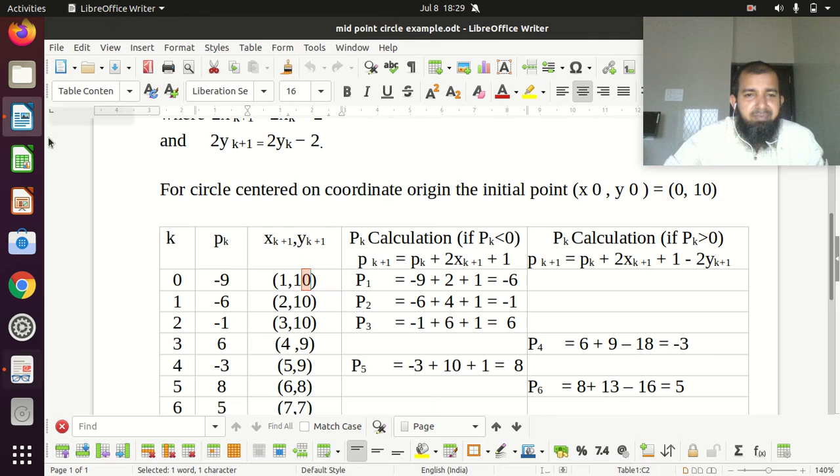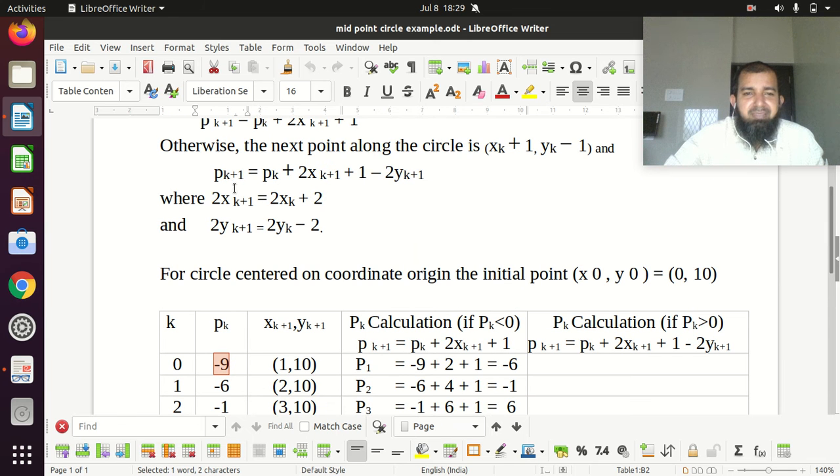Now we have to find the next pk value. If pk is less than 0, for example minus 9, which is less than 0, then this is the formula: pk plus 2sk plus 1 plus 1. Okay, so this is the formula.